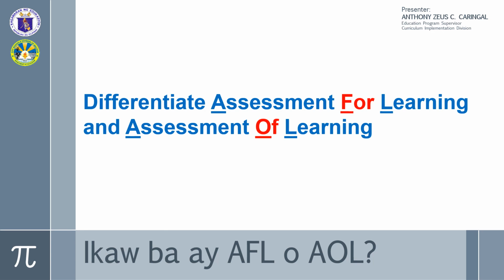AOL, or the assessment of learning, is summative. It occurs at the end of a portion of learning to assess the learner's achievement levels against a particular standard or criteria, while the assessment for learning is embedded throughout the teaching and learning process. So this includes all the formative tests that we give to the learners during the whole period of our class. All right, so I'm sure that you understand it already.